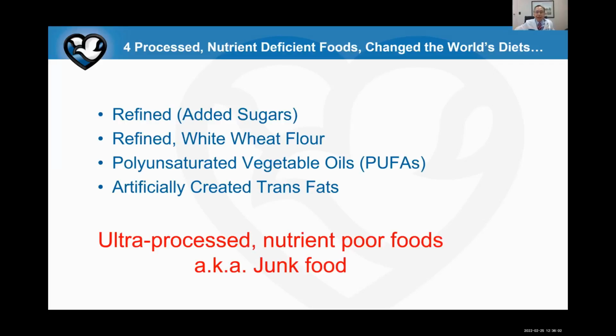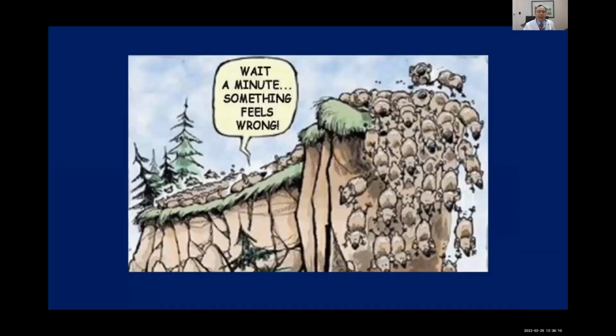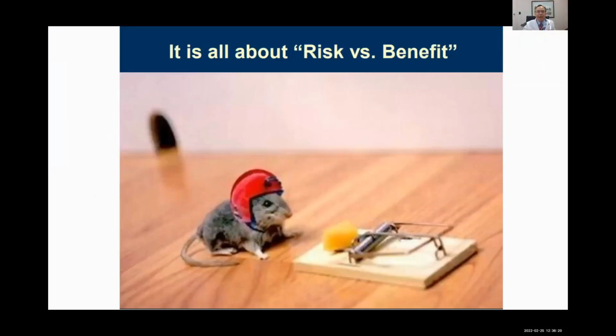Some of my patients ask, well, you mean junk food? Yes, ultra-processed nutrient-poor foods. The shape of things to come, or are we already there? I like this cartoon. Wait a minute. Something feels very, very wrong. Well, what do we need to weed out for a bountiful harvest? Well, it's really all about risk versus benefit.